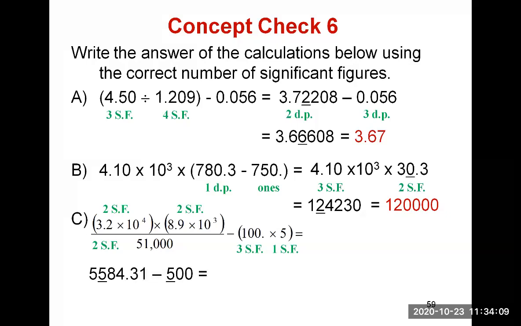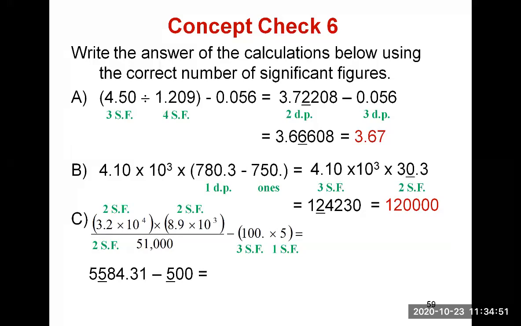So these are the calculator answers for those intermediate multiplications. So the first intermediate answer is 5,584.31. So we said we need to keep two significant figures for this part of the calculation. So we keep the 5 and the 5. So the second 5 is underlined to remind us that we need to keep two sig figs there. The other intermediate answer is 500. And here we need to keep 1 sig fig because of the 5. So we only need to keep the 5.